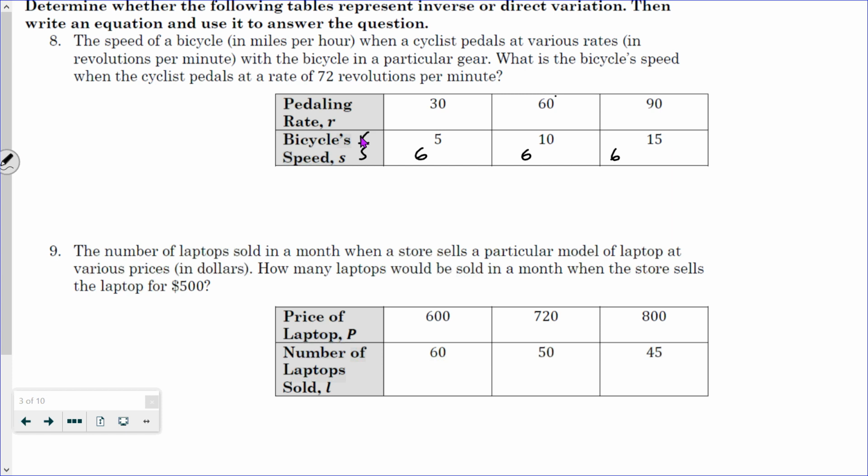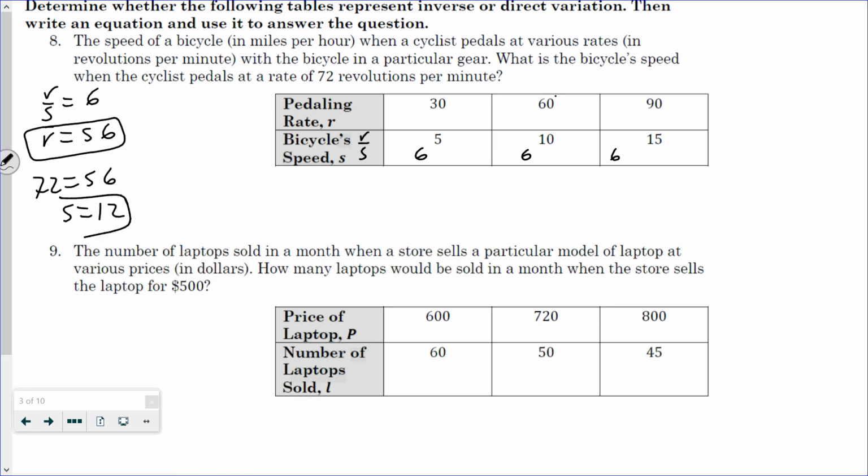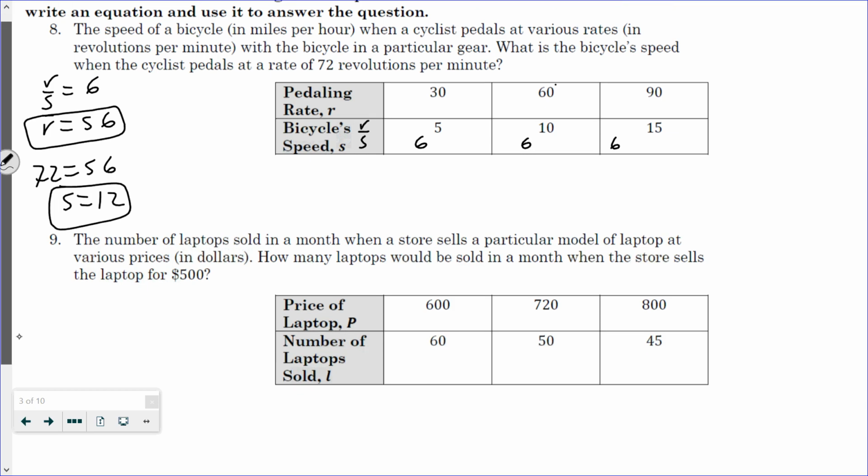It doesn't actually matter, but what does matter is to stay consistent with what you did. When I was checking if this was a direct variation, I did R divided by S equals 6, and that's what I'm going to stay with. R divided by S equals 6. So when I solve for R, I can multiply both sides by S to get R equals S times 6. And that's what my equation is going to be. My equation is R equals S times 6. And now I'm going to figure out, well, what's my speed going to be when my R is 72? So when R is 72, I get S times 6, or I get that S equals 12. Okay, on to number 9.